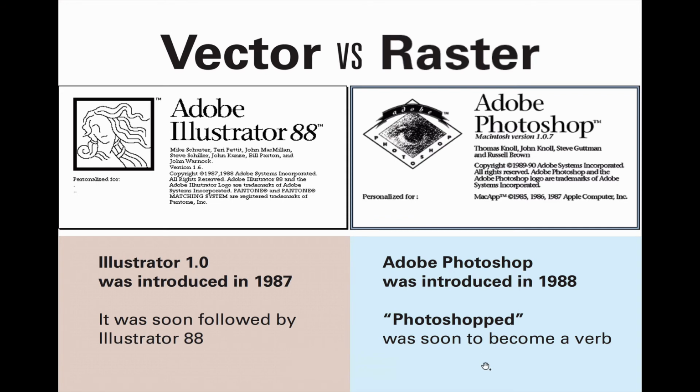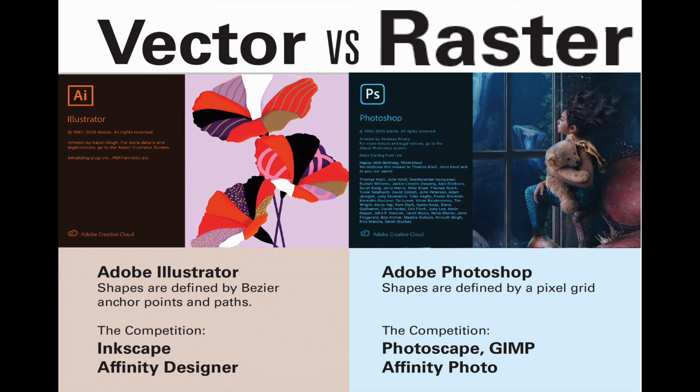To understand some of the differences between the uses of vector and raster technology, we'll look at how it's used today. In Adobe Illustrator, shapes are defined by Bezier anchor points and paths. And in Photoshop, shapes are defined by a pixel grid. There are other programs that use these technologies besides the Adobe programs, but Adobe programs are at present the industry standard. However, there are free or less expensive programs that use these technologies, and here's a little list of them. I think you might want to try those out if you don't want to hand your credit card over to Adobe, which is quite understandable.